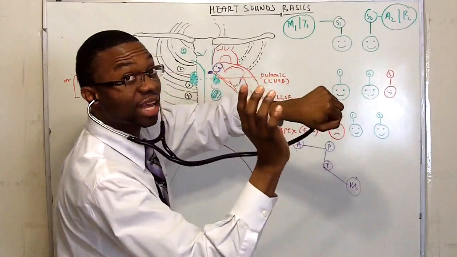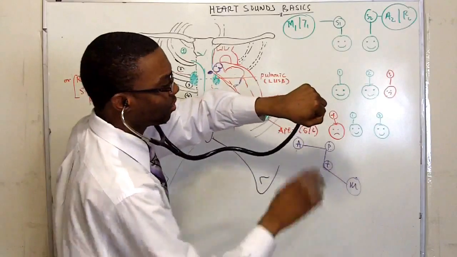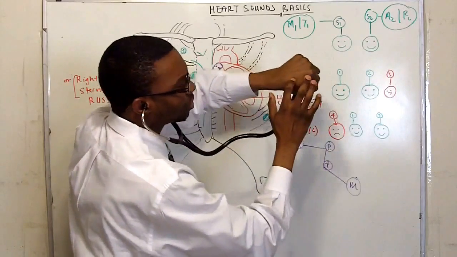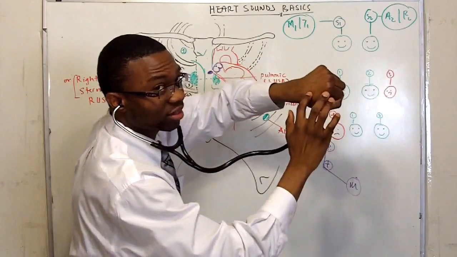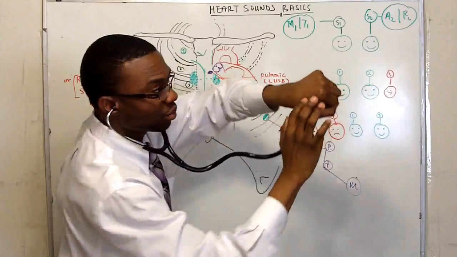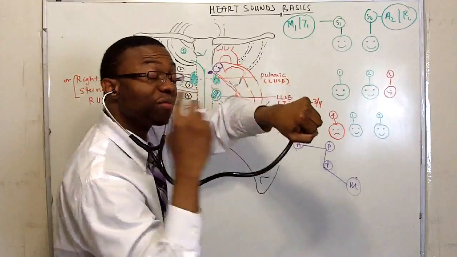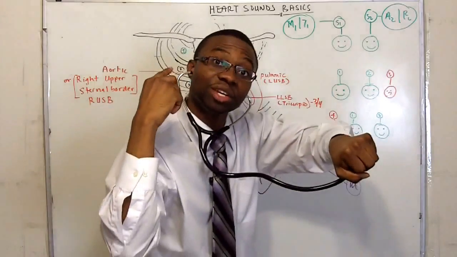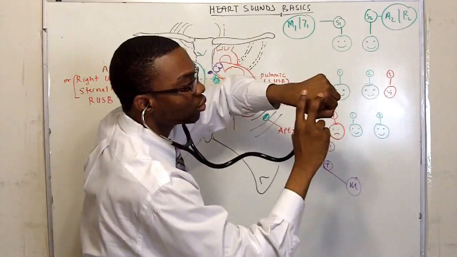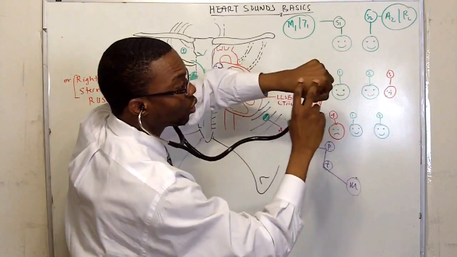And this is S1. That's S1. Yeah, I know. One sound. Look at that. S1. S1. S1. That's mitral and tricuspid. S2. Look at that. Now, when you have your stethoscope, you can actually hear this inside your ears. It's like a little small subtle sound. 1, 2. 1, 2.